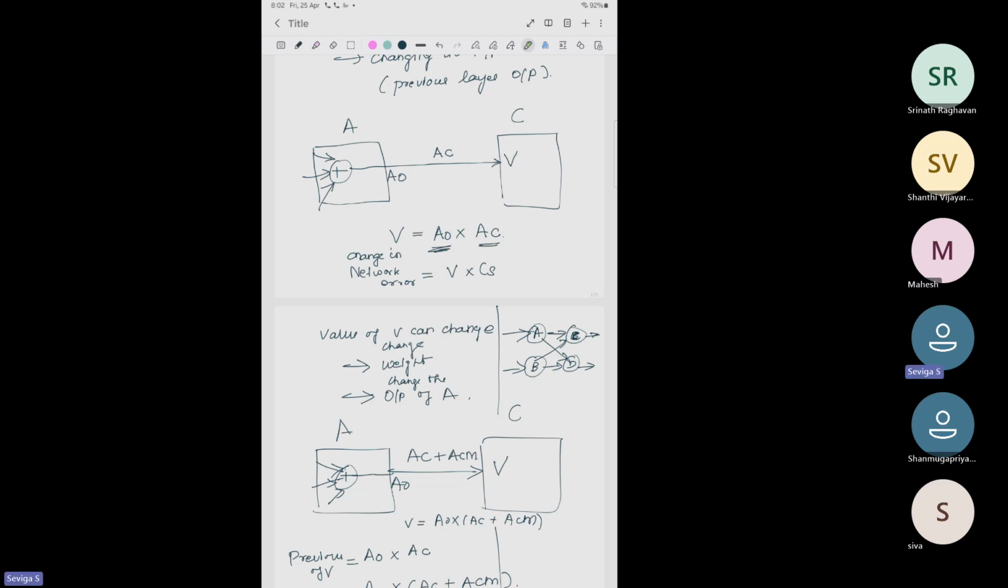That is also possible, but now we are not looking at the further neurons. We are just looking at the local level. At the local level, we can change the weight and then bring in the change in the outcome of C. Thereby we can bring in the change in the network error because they are all related.